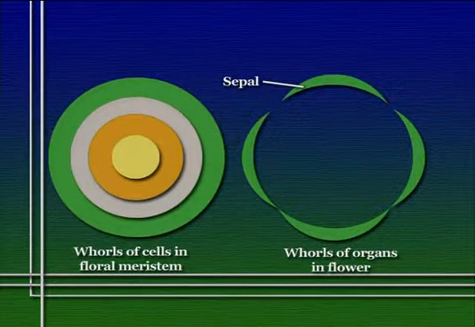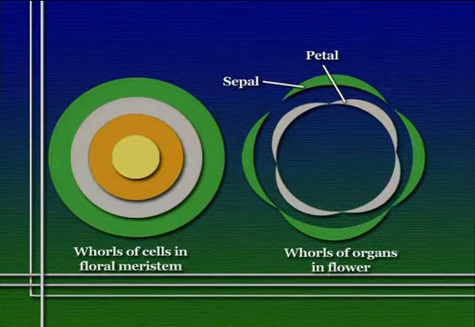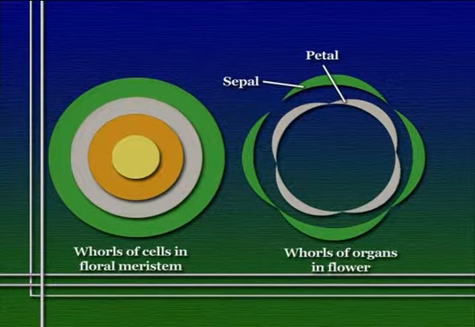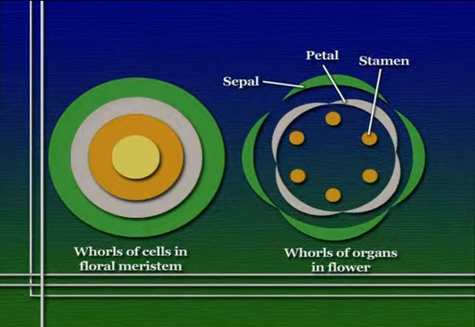The next ring in includes what we call the flower's petals. Petals, of course, are the colorful or showy parts of most flowers, and they're often specialized to attract insects to come in and pollinate the flower. If we continue to the next ring on the inside, we have organs that are called stamens. Stamens are the male reproductive organs of a flower. They're the organs that produce male gametes, which are called pollen.